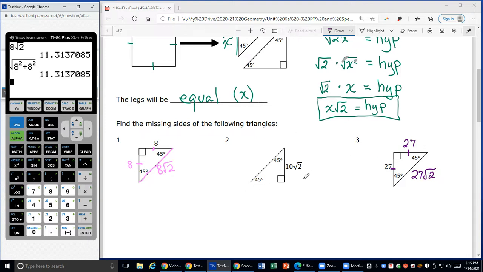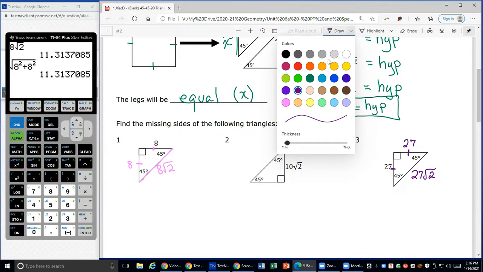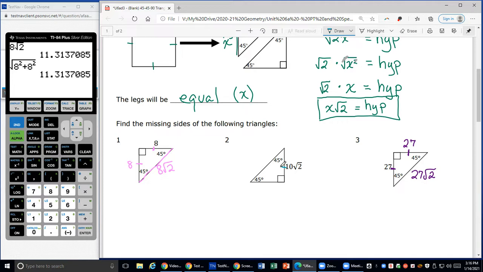Now let's look at number 2 and see how it's a little bit different. So in number 2, I have a 10 square root of 2, and it's on my leg, or it's on the leg of the triangle instead of on the hypotenuse, where we've normally seen a square root of 2 on the hypotenuse. So here, both my legs are going to be the same, so 10 square root of 2 there, which means there's 10 square root of 2 there, and then my hypotenuse is this leg, 10 square root of 2, and then I have to put another square root of 2 on it.